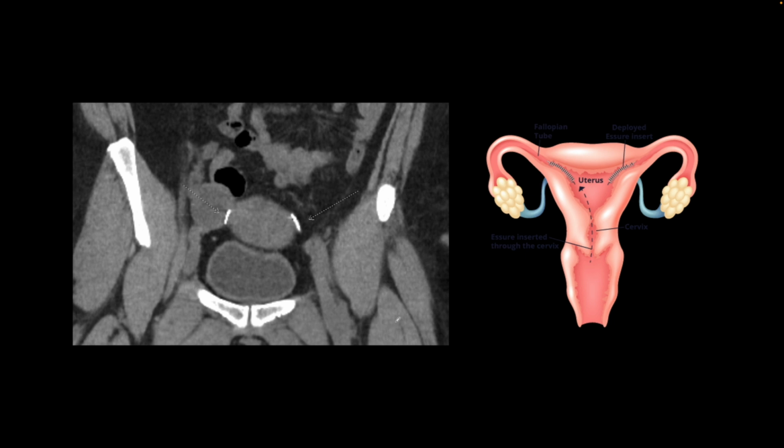Here is a finding seen incidentally on a coronal image from CT of the abdomen and pelvis. That's the fundus of the uterus. Here's the urinary bladder, and we're talking about this linear hyperdensity abutting the uterus. These are Essure devices which are placed in the fallopian tubes for the purposes of contraception. And so when you see them, describe them in the report, and no further investigation is needed.